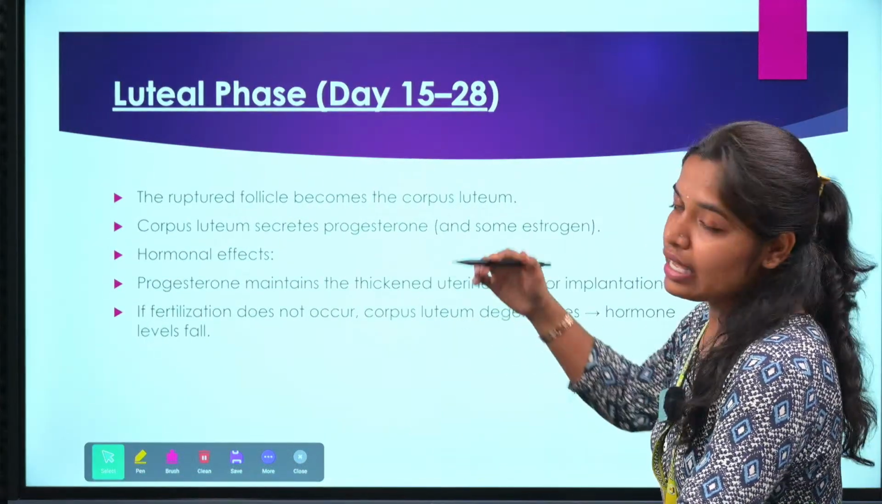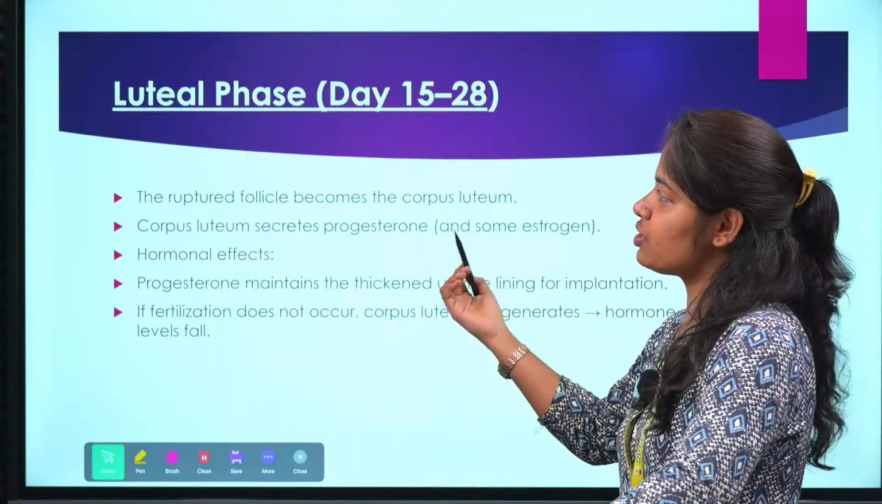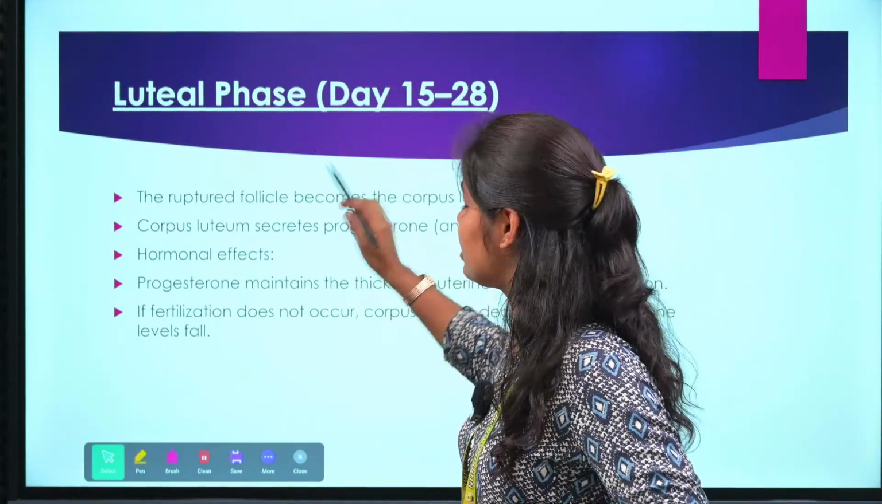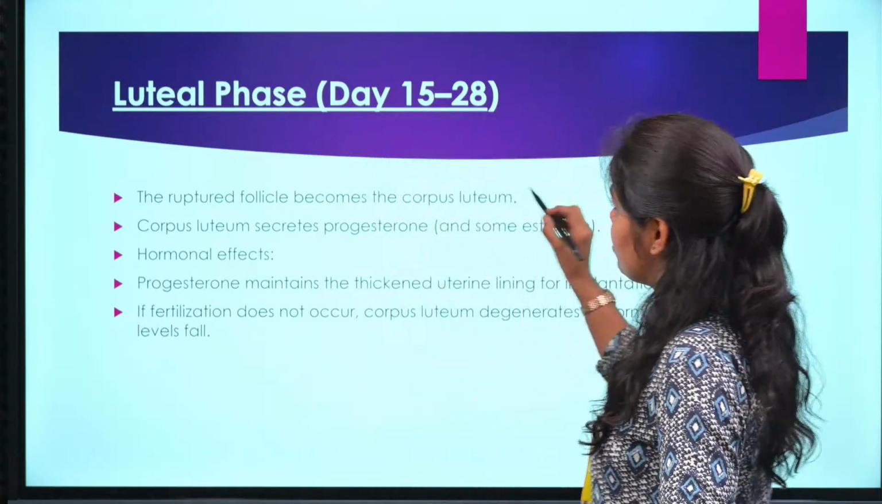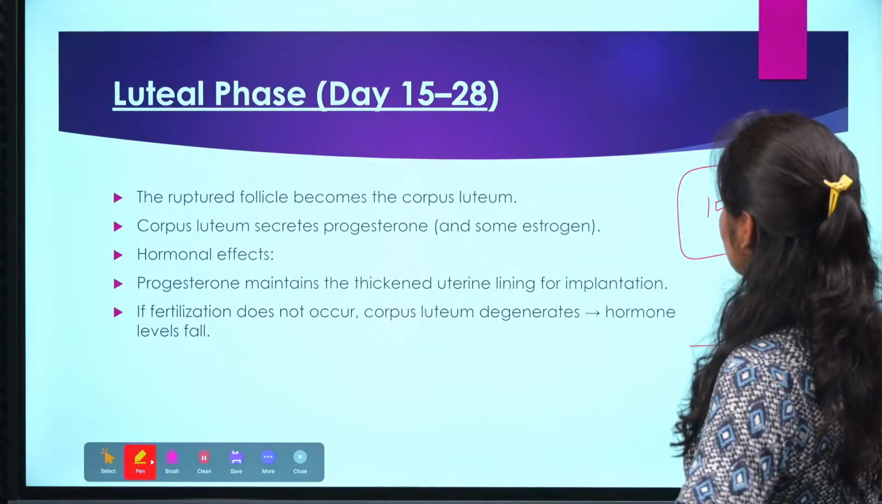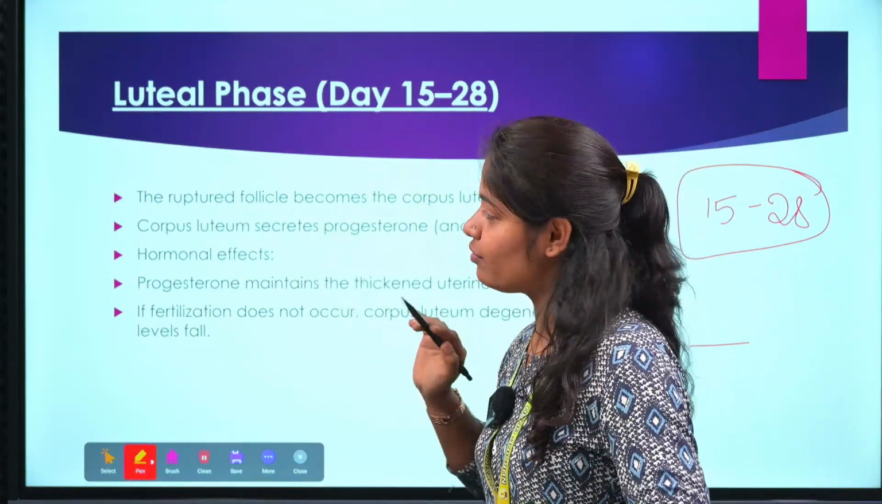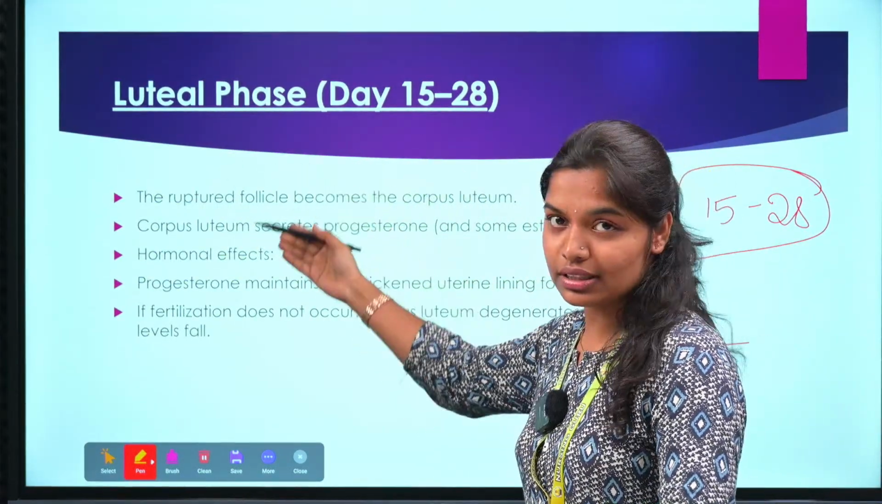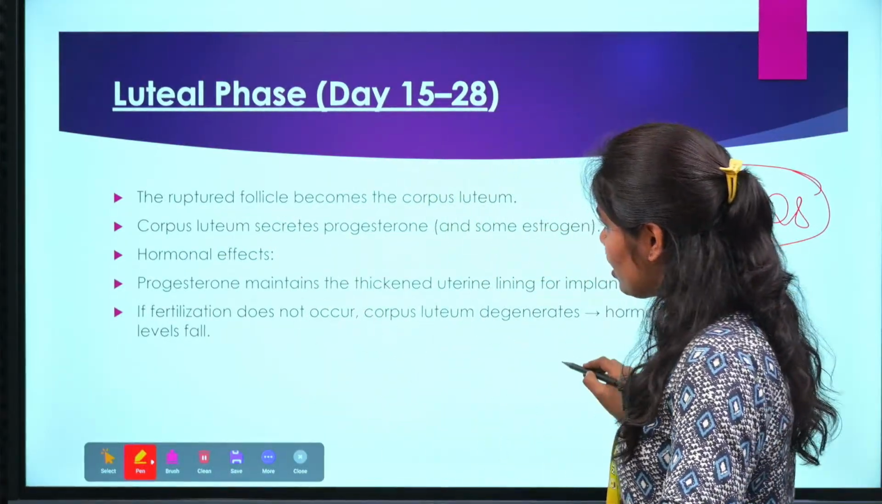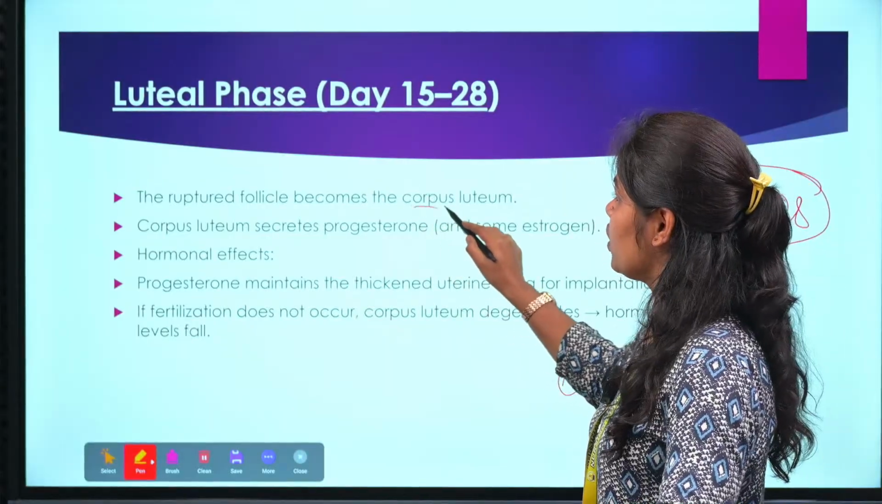Next is the last phase of the menstrual cycle, that is the luteal phase. The luteal phase is from the 15th day to the 28th day of the menstrual cycle, we will call it the luteal phase. In this luteal phase, what things are going to happen? The ruptured follicle, the matured egg's follicle, is going to become the corpus luteum.